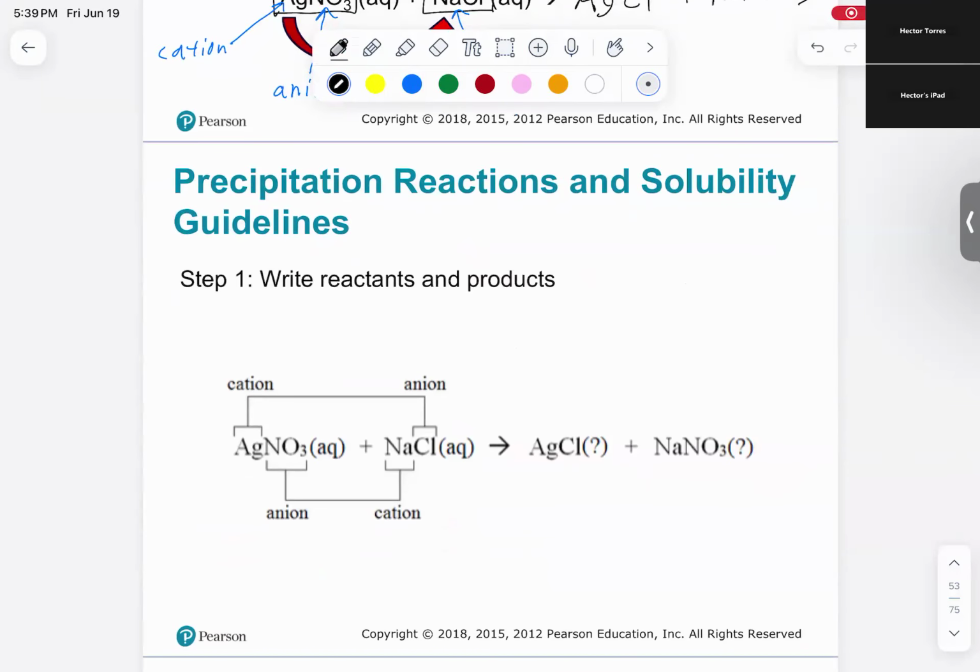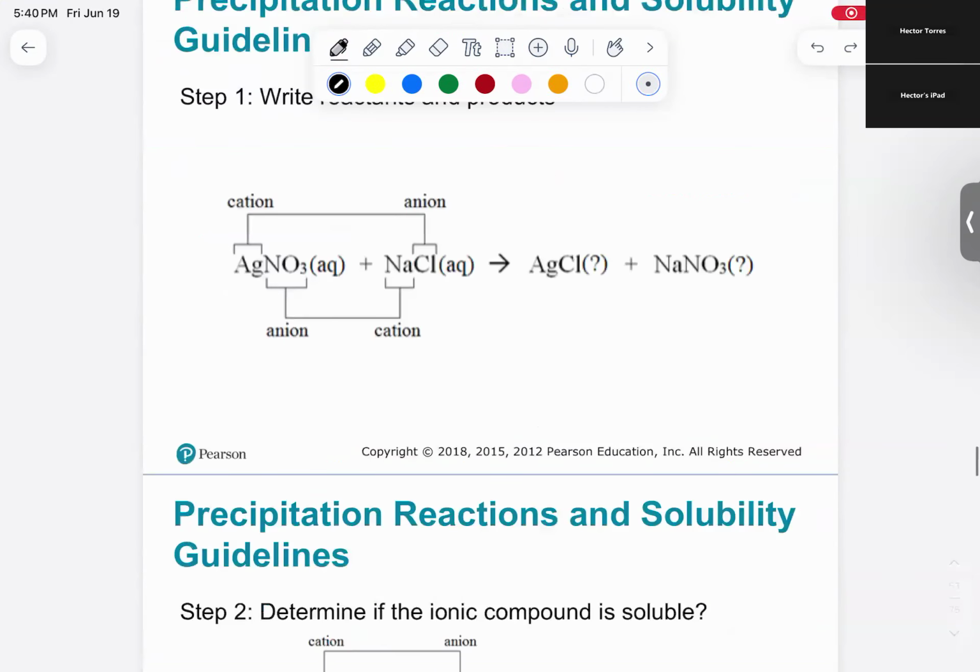Okay. But now let's write some steps on how to write reactants and products. First things first, you're going to note down which ones are the cations. Okay. You're going to note down which ones are the anions. Okay. And then you're going to swap them. So as you can see here, Ag and Cl are now together. Okay, so that's the first step. First step is to write down what atoms are now bound to each other.